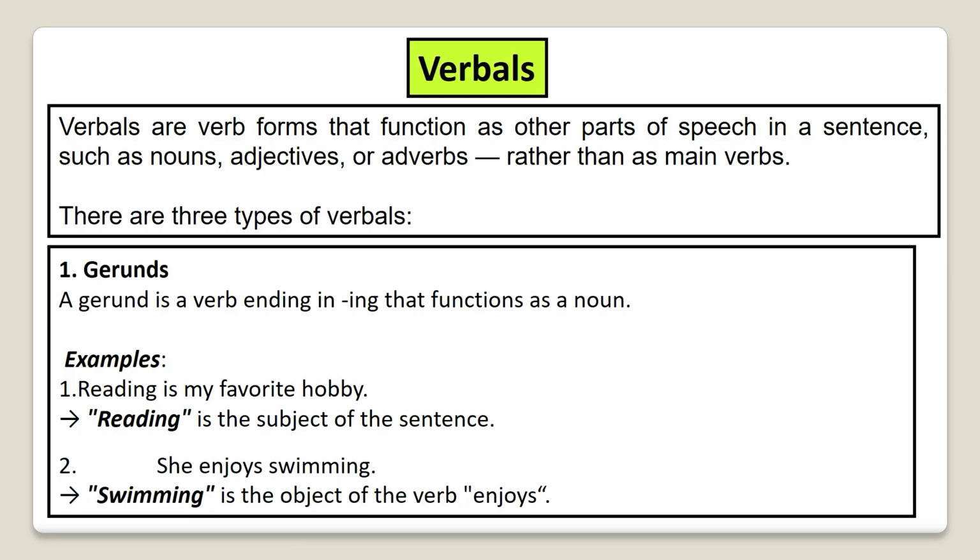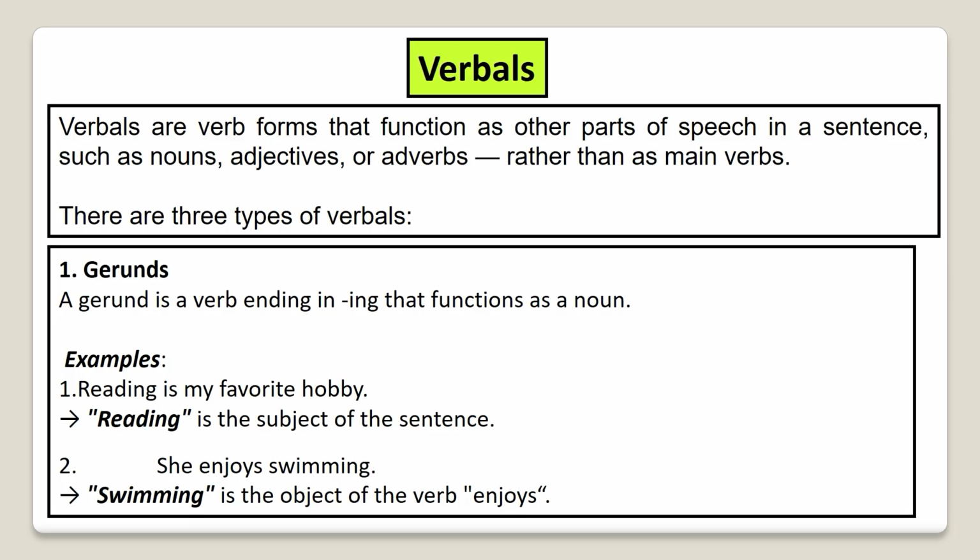The reading will be a verb. The reading is the subject of the sentence. So here the subject of the sentence is working like the verb read. The verb read is working as a subject. So that's why this is a gerund, because an ing word has been used. So this is an example of verbal.